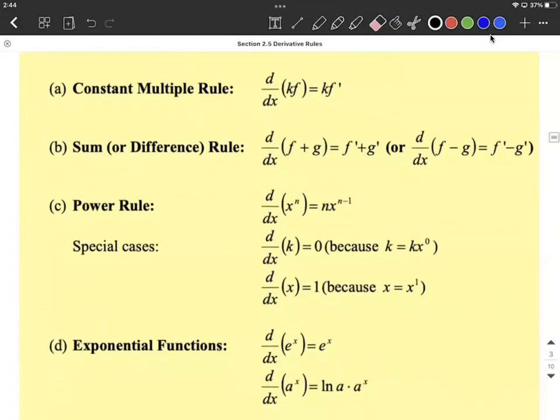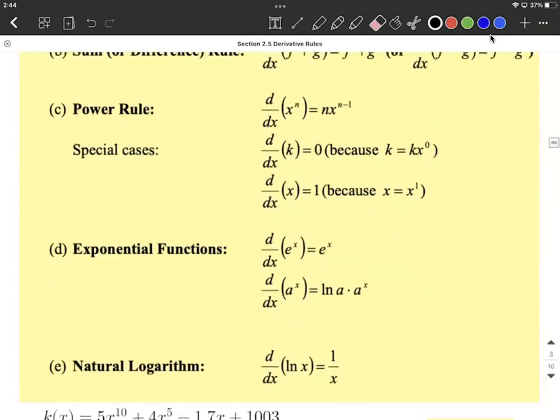All right, next up, the power rule. If you have x raised to a power, or a variable raised to a power, the exponent comes down in front, reduce the exponent by 1. If it's simply a constant without a variable next to it, the derivative there is going to be 0. The derivative of x, a linear function, is going to be 1, or the number out in front.